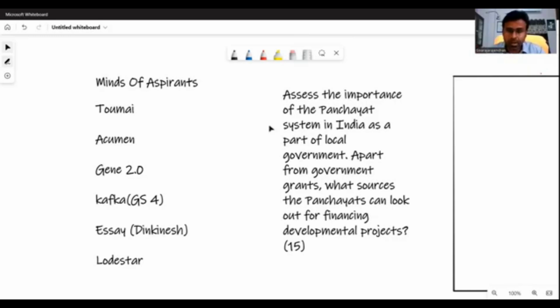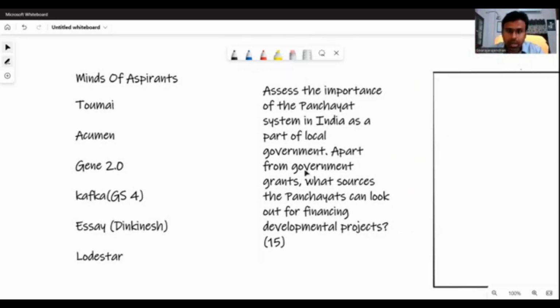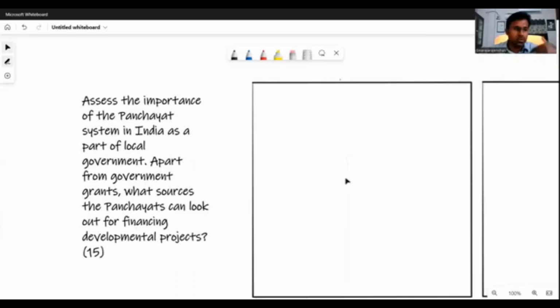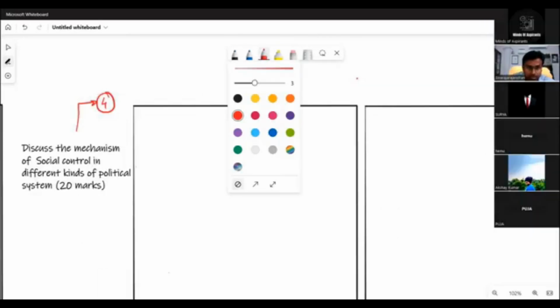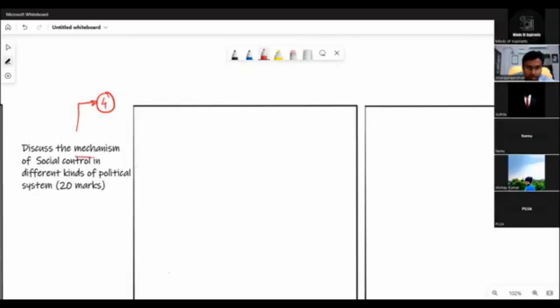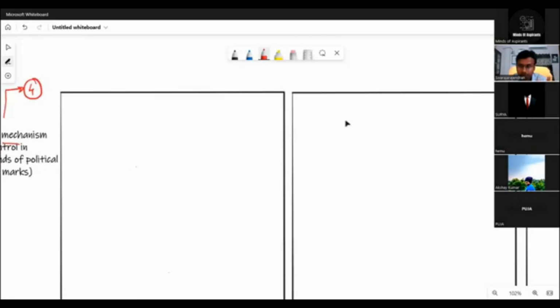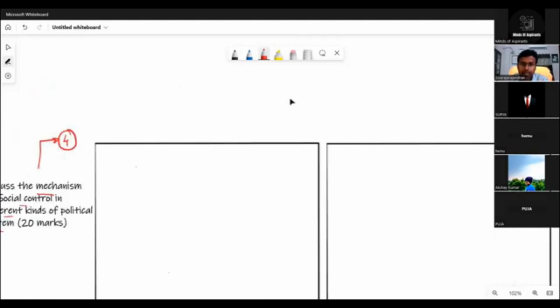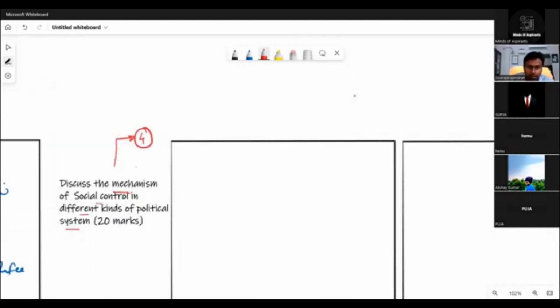In order for you to understand what we are going to do differently, that is what we are going to see today. So this is the first question, and we'll go directly to it without any delay. Discuss the mechanism of social control in different kinds of political system. I know for a fact that it is a 4-part question, and that there are different political systems.